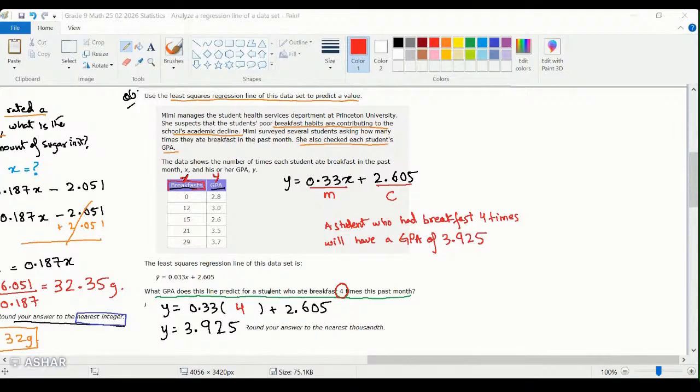I don't think so. Why are they? Okay. 0.33, I'll just confirm because it shows the different answer, plus 2.605. Our answer is perfect, 3.925, right? Okay. Or there must be a negative sign. Let me see. 0.33 into 4 multiplied by -1 plus 2.605. Okay.